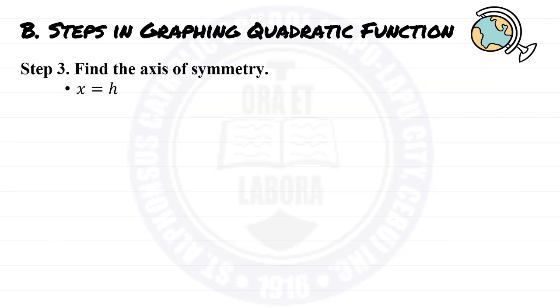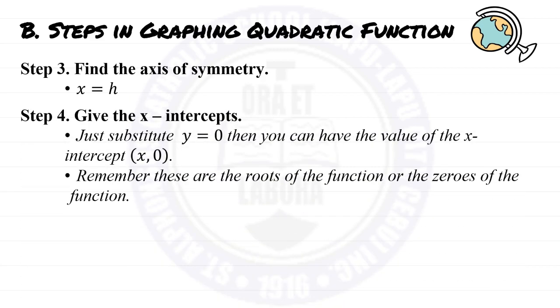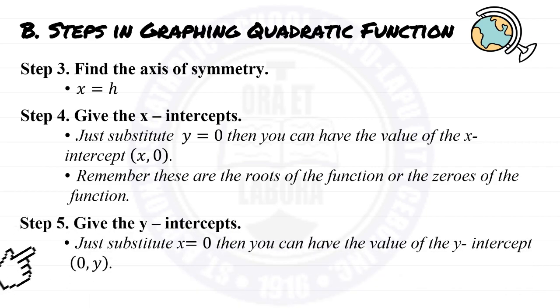Step 3. Find the axis of symmetry. You can find the axis of symmetry by simply getting the h, because x equals h. Give the x-intercepts. Just substitute y equals 0, then you can have the value of the x-intercept. Remember, these are the roots of the function or the zeros of the function. Give the y-intercepts. Just substitute x equals 0, then you can have the value of the y-intercept, (0, y).